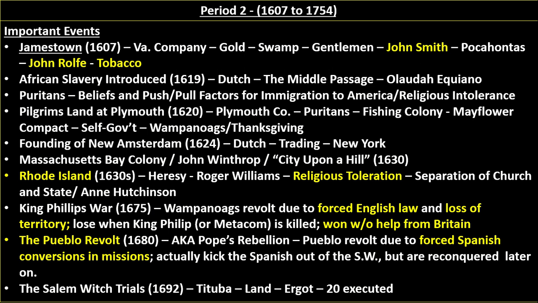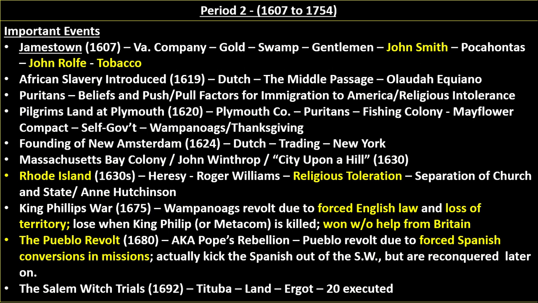John Smith changed all that. Captain John Smith comes in and basically establishes martial law, says he that will not work shall not eat, and sets up trading relationships with the local Powhatan Indians, and there begins the story of Pocahontas.